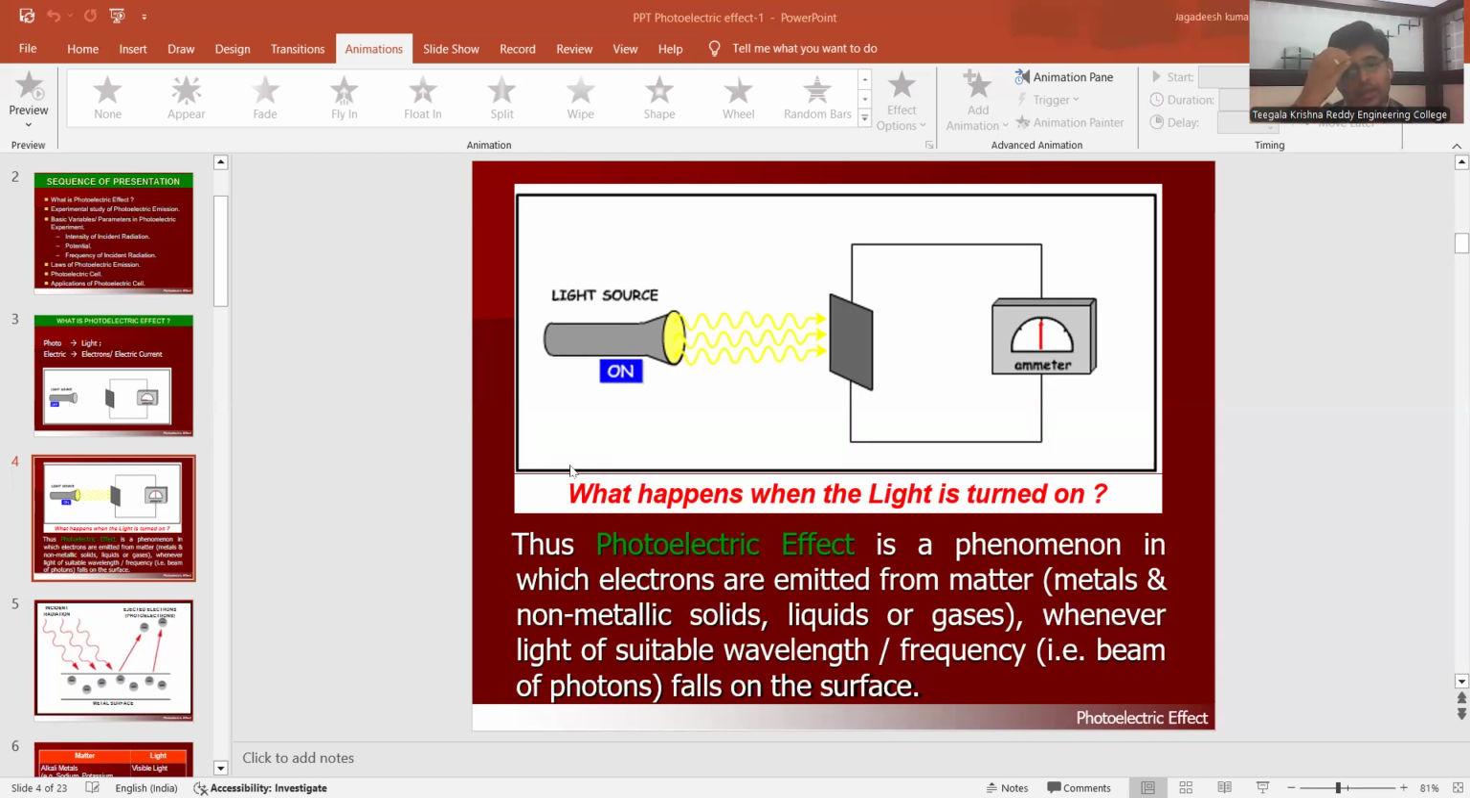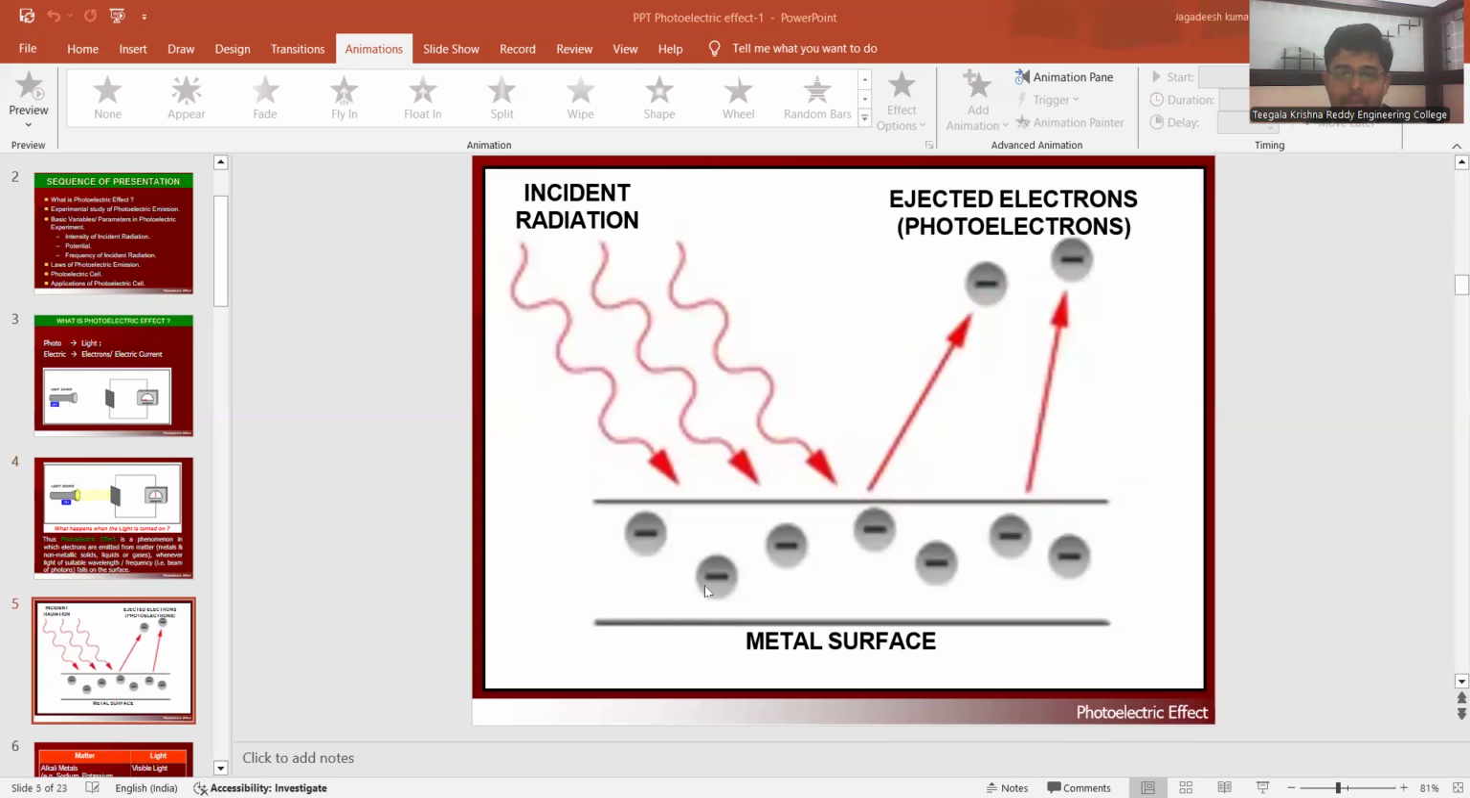We can use metals, non-metals, solids, liquids, or gases. Here the light of suitable wavelength is taken as a beam of photons. When light having some frequency is incident on the metal, the electron is emitted from the metal. That is called the photo. When the electron is emitted from the metal, that is called photoelectric. This phenomenon is called the photoelectric effect.